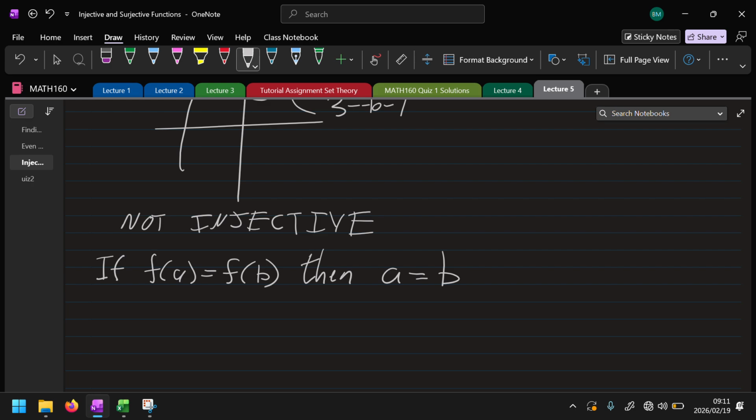So we do this calculation. We start here. If we get to here, it is injective. If we don't get to here, it is not injective. And again, 1 point, so a equals b, that means it's the same point, goes to the same y value. F of a equals f of b, so the y value is the same. So 1 to 1.